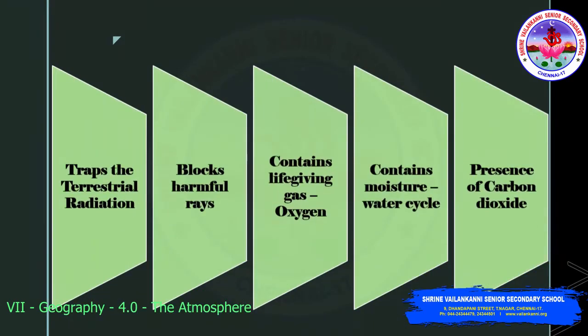Now let us see the importance of the atmosphere. The atmosphere is vital for life on the earth, and it helps sustain life in various ways. It acts as a blanket by trapping the terrestrial radiation and keeping the earth warm.